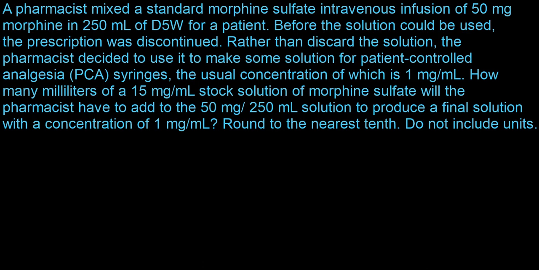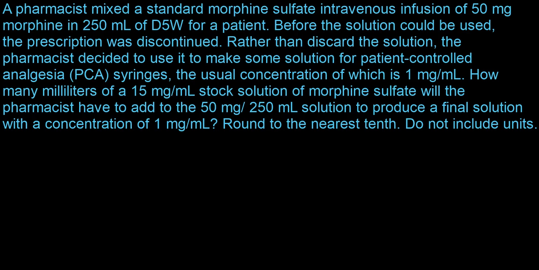The question says a pharmacist mixed a standard morphine sulfate intravenous infusion of 50 mg morphine in 250 milliliters of dextrose 5W for a patient. Now, before the solution could be used, the prescription was discontinued. Rather than discard the solution, the pharmacist decided to use it to make some solution for patient-controlled analgesia. These are PCA syringes, the usual concentration of which is 1 mg per milliliter.